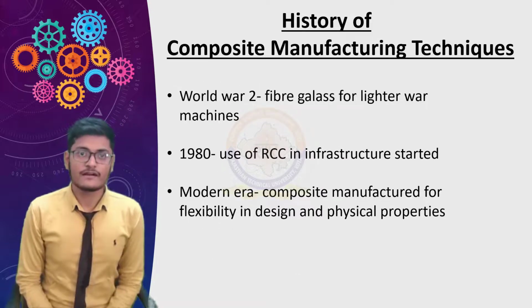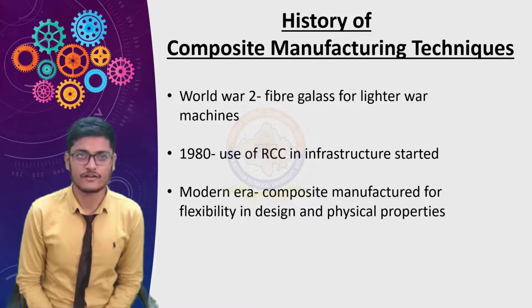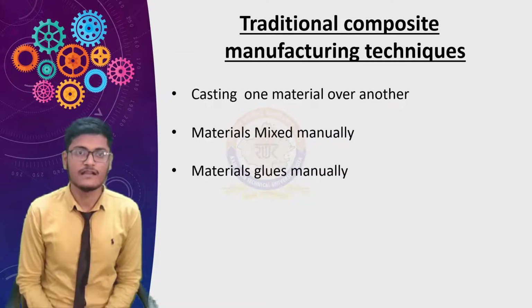During World War II, fiberglass was used for making lighter war machines like planes and different types of machines for use in the battlegrounds, as they were lighter and easier to handle than machines made from traditional materials. And in about 1980, we saw the use of RCC in infrastructure. The RCC was the first concrete cement where steel rods were used as reinforcement in the cement as a matrix material. And then the modern era started the manufacturing of composites with various design factors and physical properties.